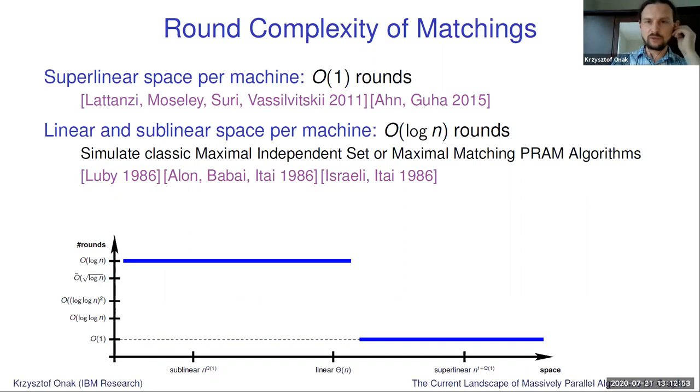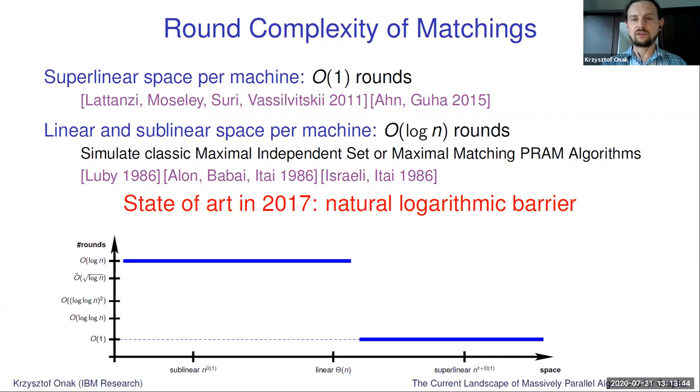So what was the round complexity of matchings around 2017? For superlinear space per machine, I already showed you how to compute something in a constant number of rounds. Then if you look at linear or sublinear space, the best thing we knew how to do was to take one of the classic algorithms for maximal independent set or maximal matching and simulate it in MPC. Because those algorithms required a logarithmic number of rounds, this led to MPC algorithms that also used a logarithmic number of rounds. There was this natural logarithmic barrier, and it was very interesting whether there are better algorithms than that.